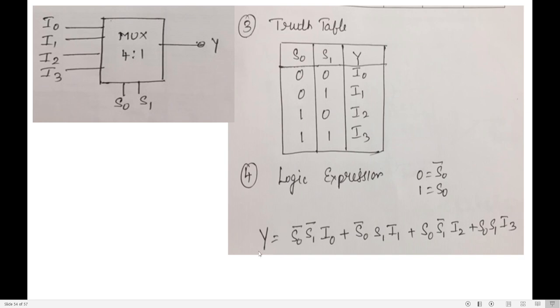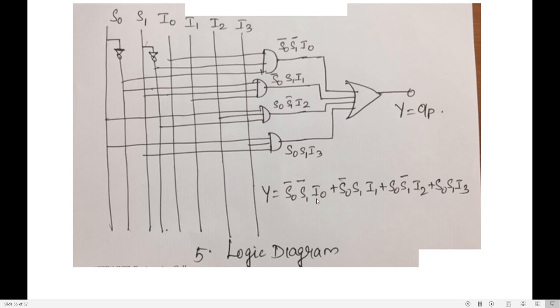From this expression I need to draw the logic diagram. This is the logic diagram. The expression is Y is equal to S0 bar S1 bar I0 and so on. How many AND terms? 1, 2, 3, 4. So you have 4 AND terms. All the 4 AND terms are connected by an OR gate, so there is one 4-input OR gate. S0 and S1 are the 2 selection lines. Their true forms are complemented using inverter gates, so the output of this is S0 bar and the output of this is S1 bar, and the 4 inputs are I0, I1, I2, I3.